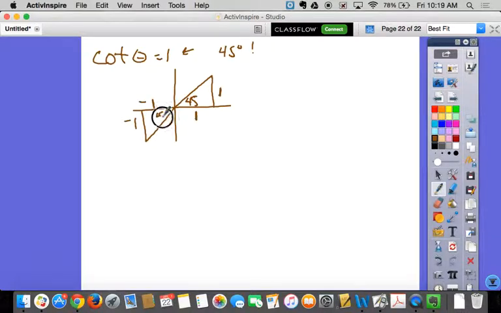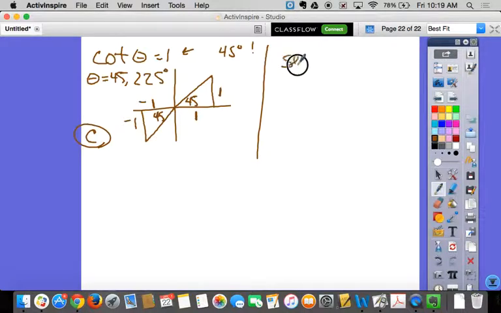Then, okay, your reference angle is 45. So one of your answers, straight up 45. You got to come in here, this is 45 more than 180, so 225. Which one is that? C. Option C. All right, and then there's one more in that set.